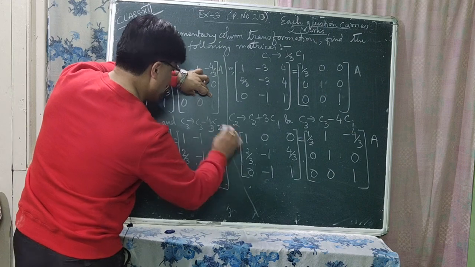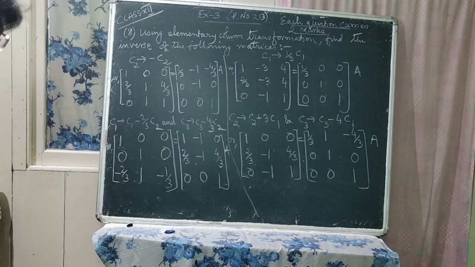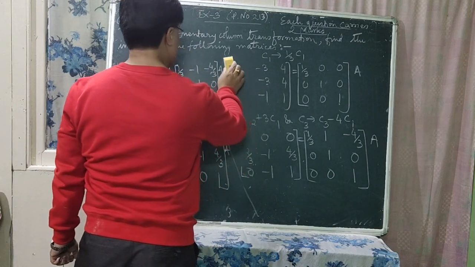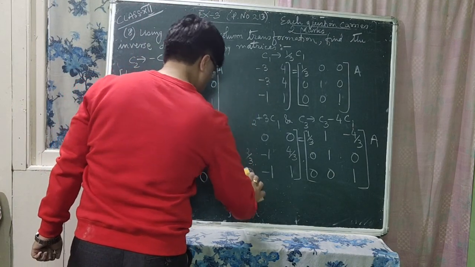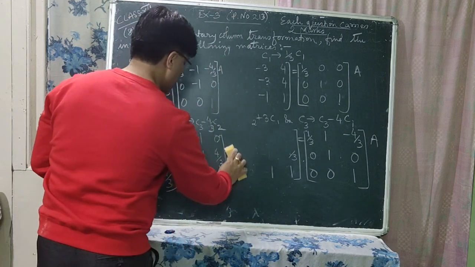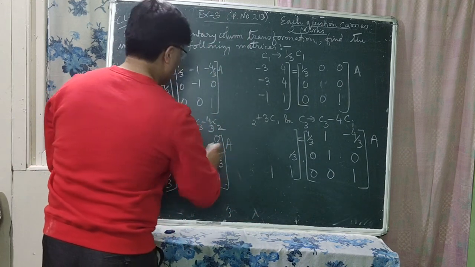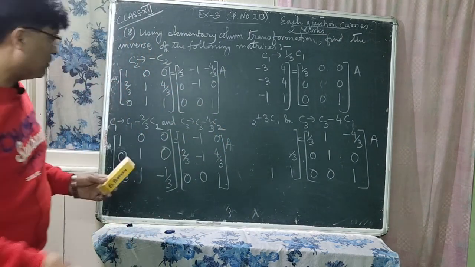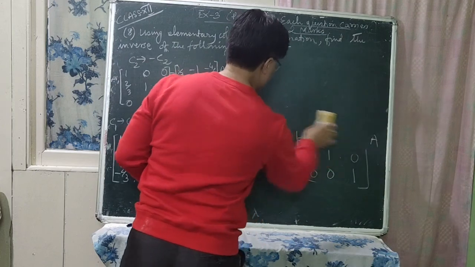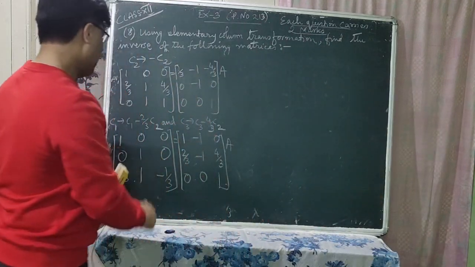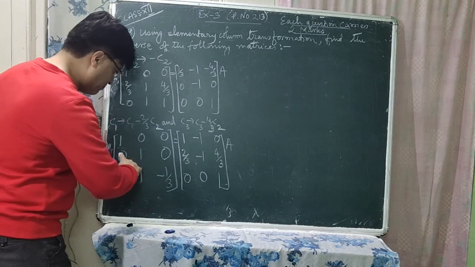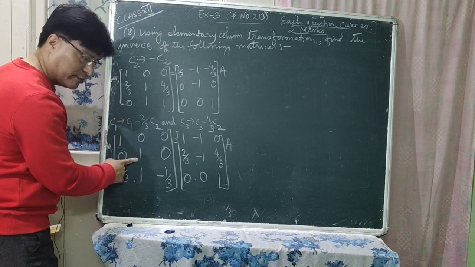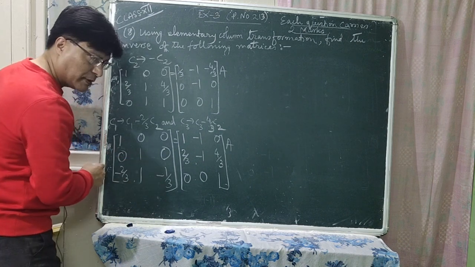And you should write here A. So I think you have understood it. So this is your A. This is also your A. Right? So now let us simplify it again. Next, so we have made this second column 0, 1, 0. This was 1, second element was 1, and we made these two elements 0.